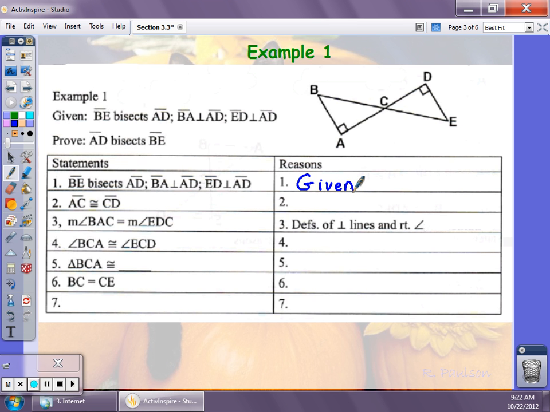Now we're going to go back to the first part of our given statement, that segment BE bisects AD. So if segment BE bisects AD, we know that segment AC is congruent to segment CD based on the definition of a bisector.